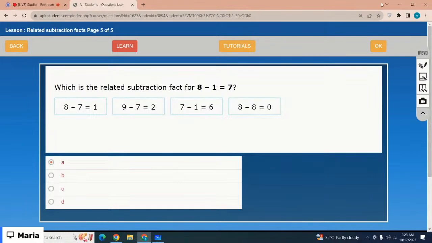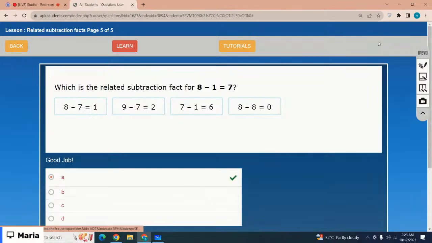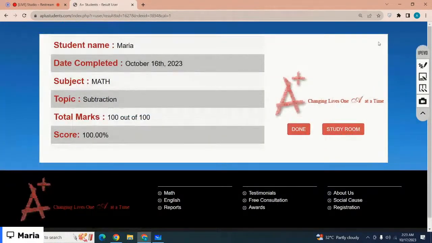Okay, we are done with the lesson. And also we are done with the chapter subtraction. We're going to start the new chapter, that is comparing. So let's start with the new chapter.